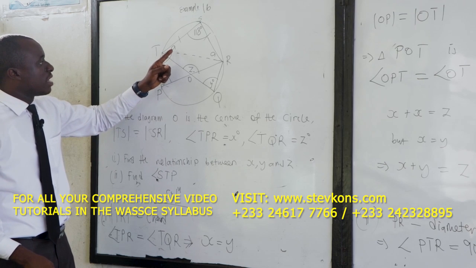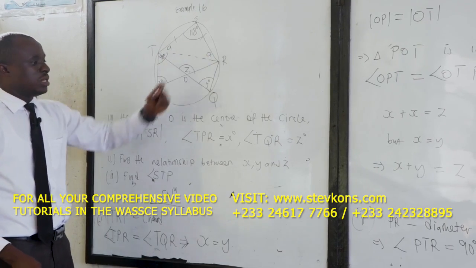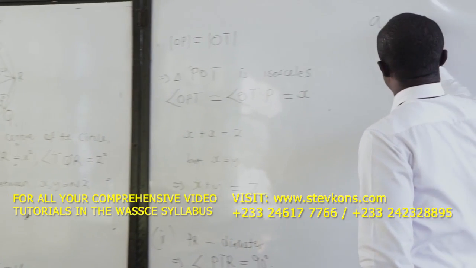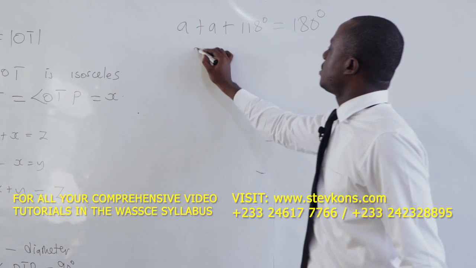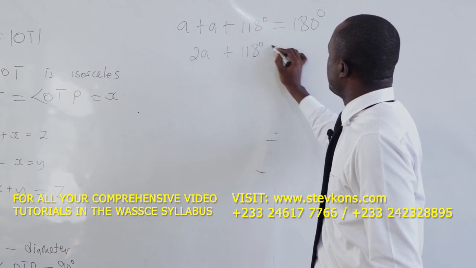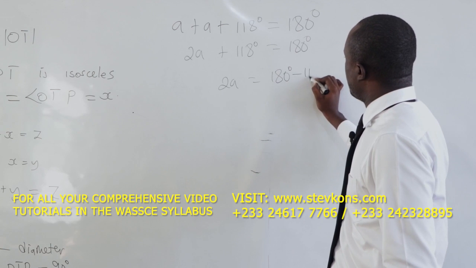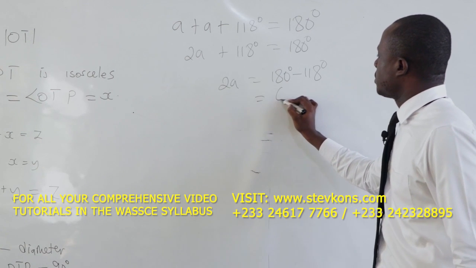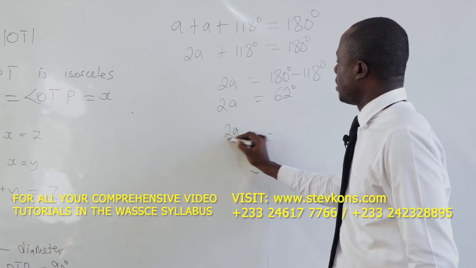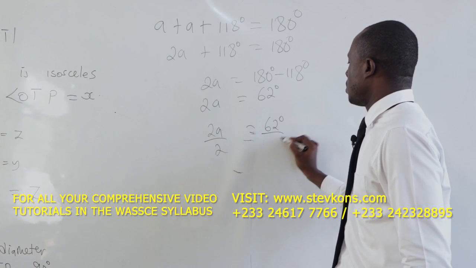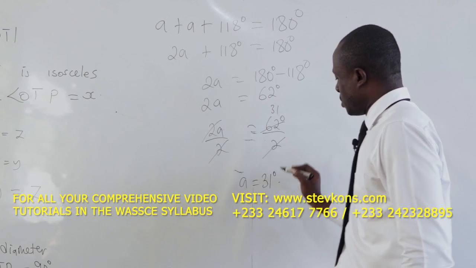So let's find A. Now, this is isosceles, ST is the same as what? SR. So if this is A, this is also what? A. So we can say that A plus A plus 118 degrees equal to 180. Now this is 2A plus 118 degrees equal to 180 degrees. So 2A will equal to 180 minus 118 degrees. And this will give us 62 degrees. We have 2A. So clearly, we divide both sides by 2. 62 degrees all over 2. So this is canceling out that. This goes here, we have 31. A is 31 degrees.